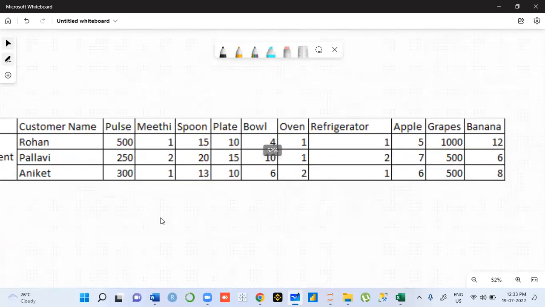Clear, guys. This is the data which I have taken, where we have 3 customers. 3 students have reported their data at their home. So they have pulses, they purchase methi, they have taken spoon, they have plates, they have bowl, oven, refrigerator, apple, banana, grapes at home. Okay. Can I say every person is independent? Okay. Now second, guys, when you go and purchase apple, does it have any relation with oven?